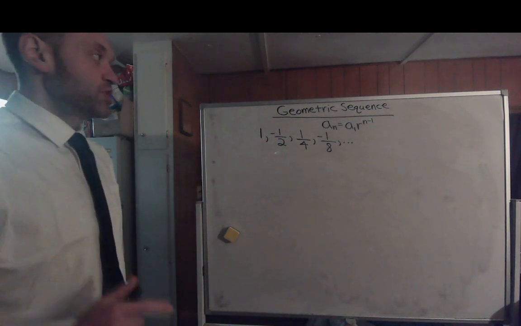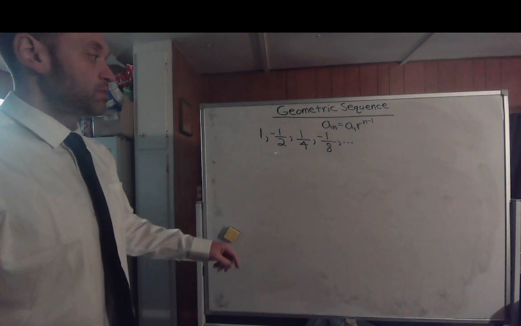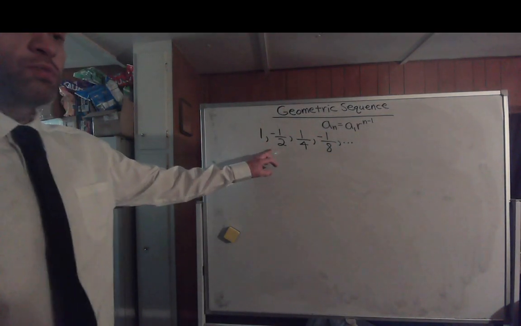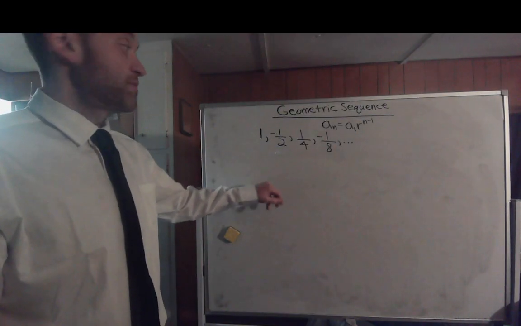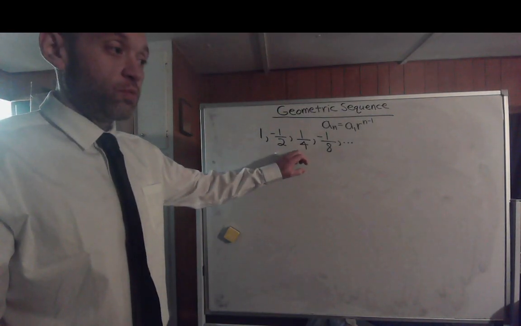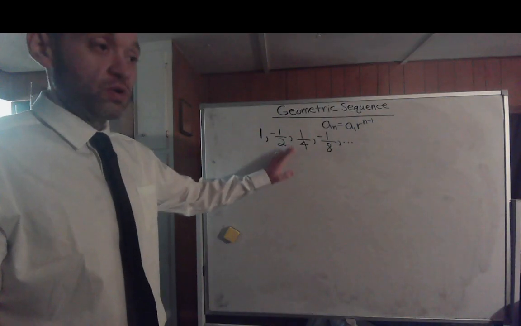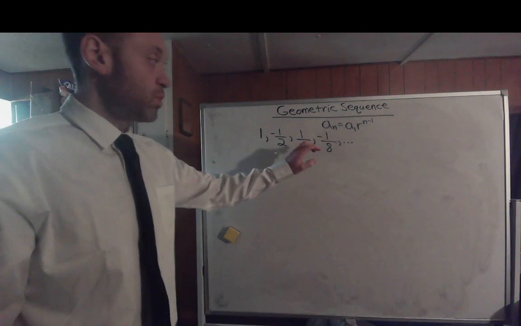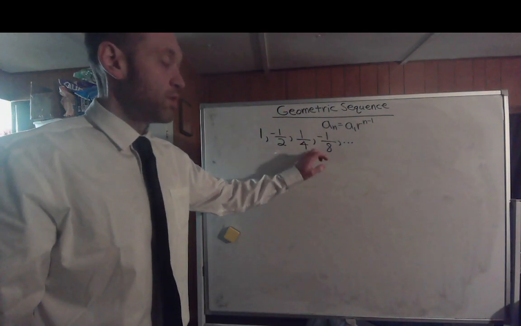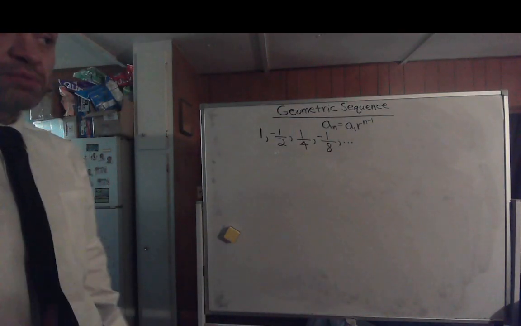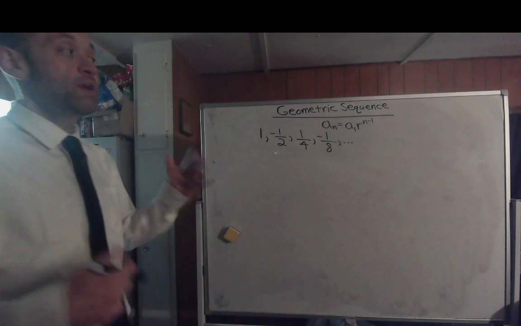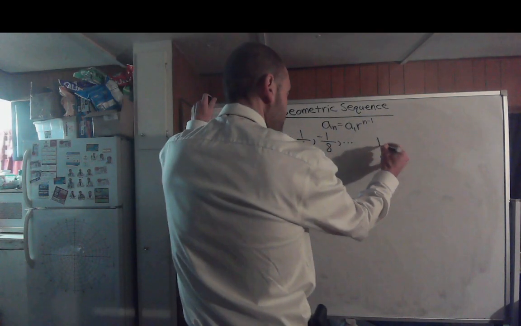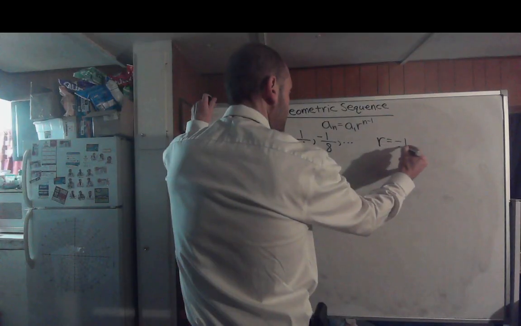Well, is this a geometric sequence? To get from 1 to -1/2, you multiply by -1/2. To get from -1/2 to +1/4, you multiply by another -1/2. Then to get from 1/4 to -1/8, you multiply by another -1/2. So actually, this is geometric. You have the same common ratio of -1/2.